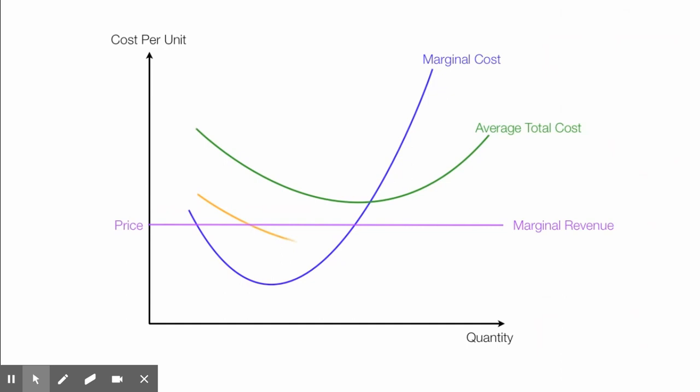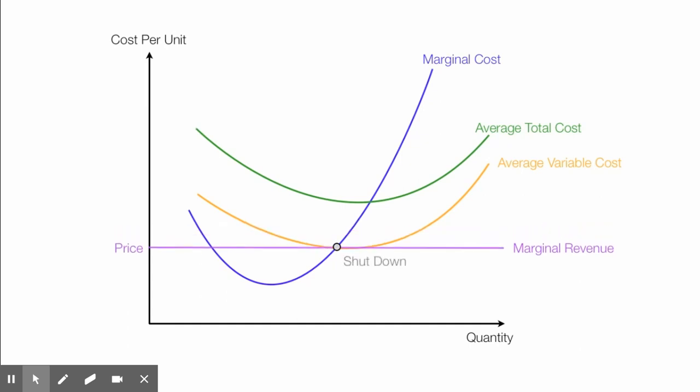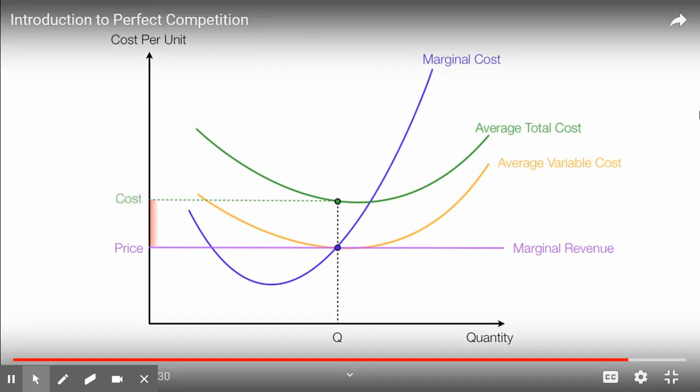Let me draw the average variable cost curve back in. Prices can fall to that level right there, and we call this the shutdown point. Any price below here and the firm's shut down. So right here we have a quantity of Q, and let me put the cost in as well. It's that green line right there for cost.